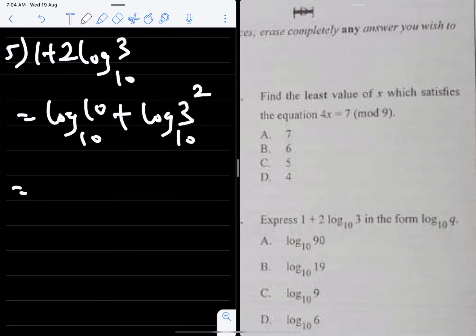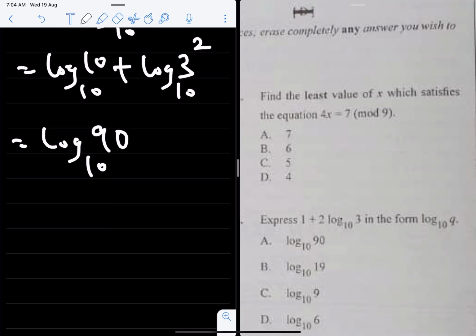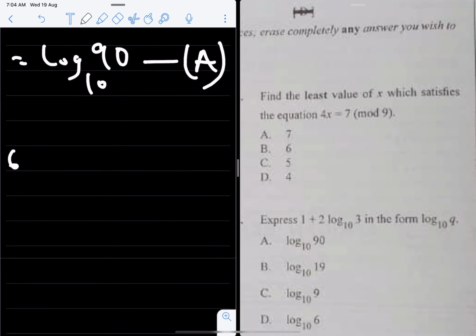And that simply means log 10 times 3 raised to power 2, which is log 90 base 10. And the correct option is A. Down to the next, number 6.